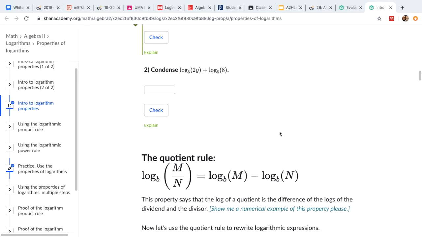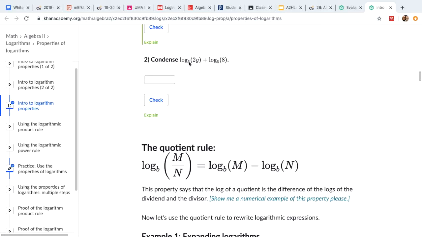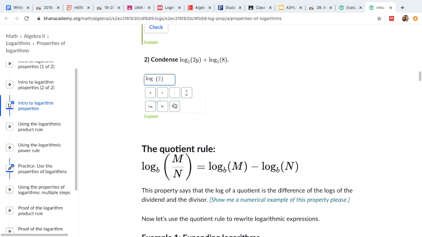Next, we're going to condense this next problem. So they both have the same bases, which means they're kind of like terms. I can combine them. When I combine them, I multiply what's inside. So I'm technically doing 2y times 8. Well, 2 times 8 is 16. I'm just going to tack on my y. Everything else stays the same. So it's going to be log base 5 still. And then 2 times 8 we said was 16. And then my y is going to stay right in there. So good. Hopefully you feel good about that.